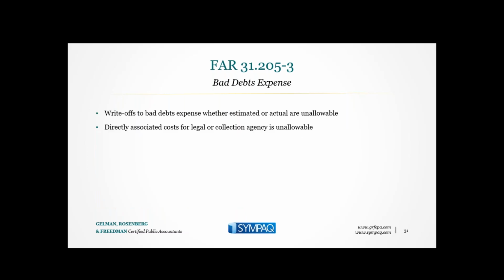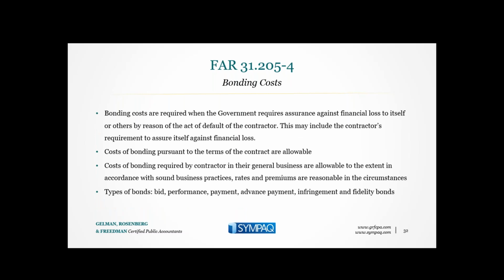We know that bad debts and the directly associated costs of bad debts, like having a collection agency and so forth, are unallowable. No need to spend a lot of time. Bonding costs is 100% generally allowable. It's something that you need to do to protect yourself, and the government wants you to protect yourself against financial loss, in case you default or something bad happens. So bonding costs in accordance with the terms of the contract are allowable. Bonding costs in general business are allowable to the extent that it's, as they'll often say, sound business practices and the rates and the premiums are reasonable. So you've got bid, performance, payment, advance.